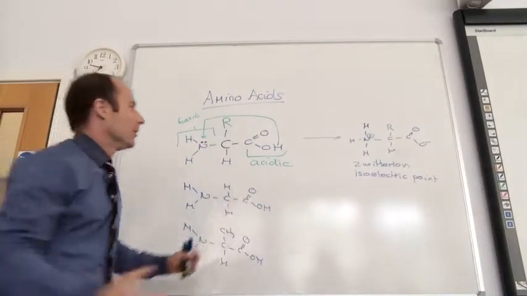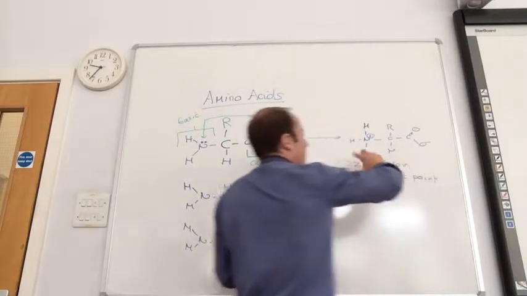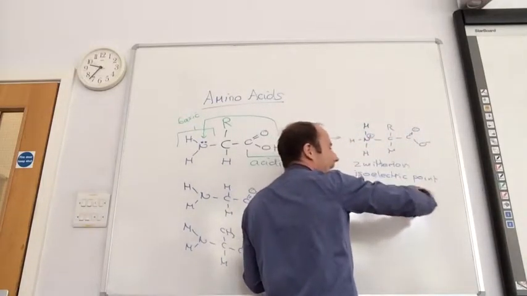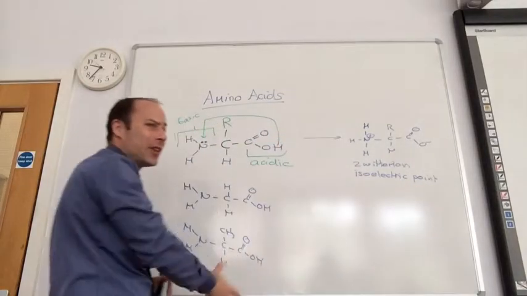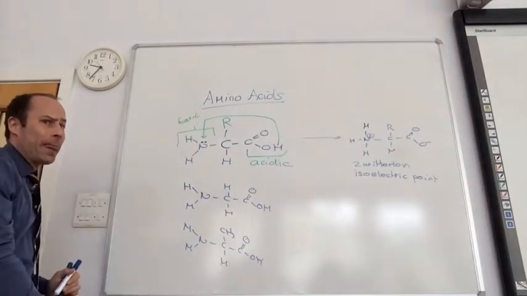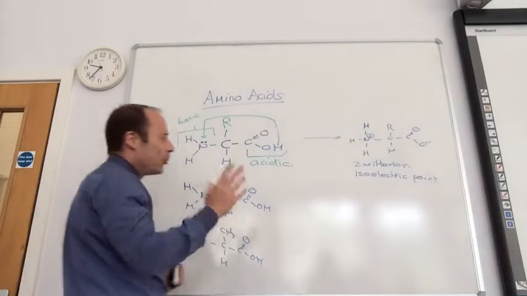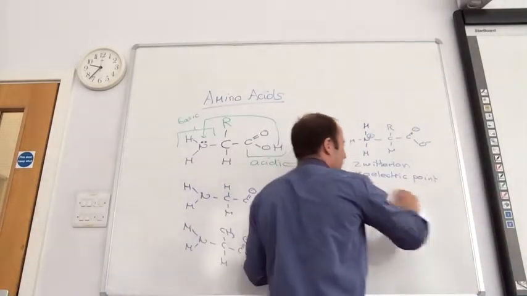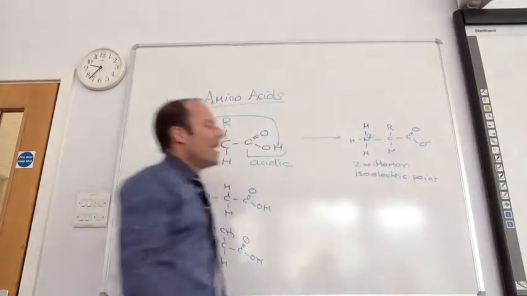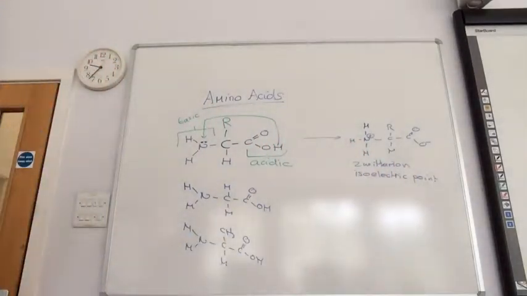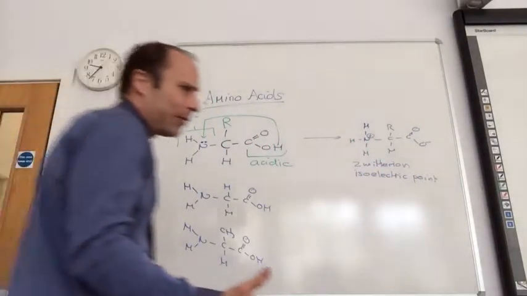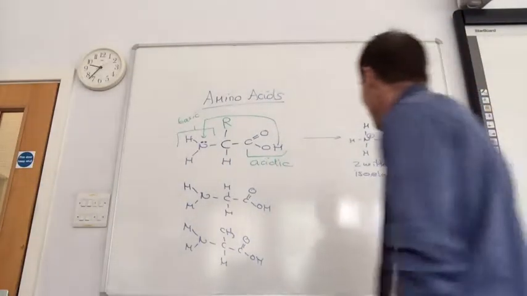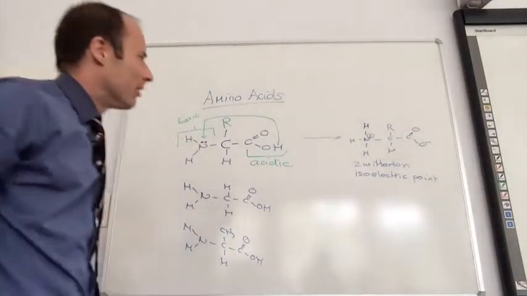Is that a double bond? This is a double bond, yeah. So that has lost the hydrogen and that's gone. And each amino acid has a different isoelectric point, but you'll be given that information. So, if I was to buy an alpha amino acid, what state do you reckon it will be in? Will it be a solid, a liquid, or a gas?